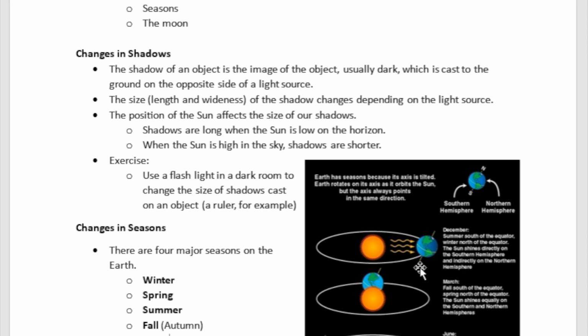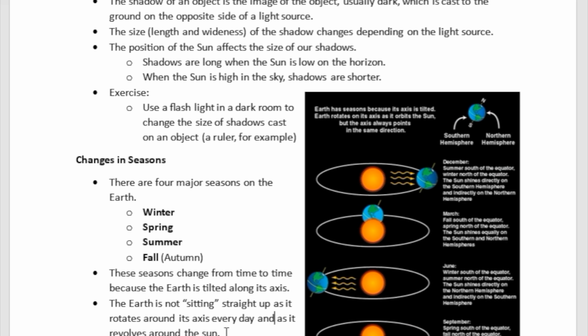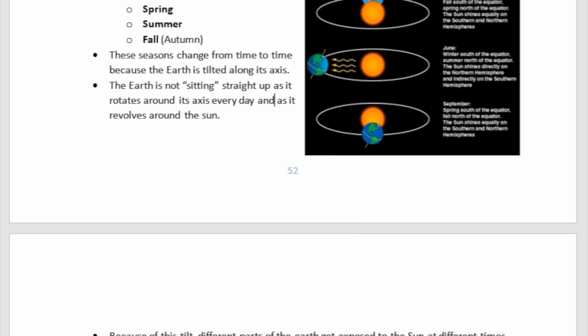So if you remember from previous lessons, we talked about how there is a tilt, right, of the earth along this axis over here. That's responsible for changing seasons. So because the earth is not sitting up straight as it rotates around its axis, there is going to be change of seasons over there.